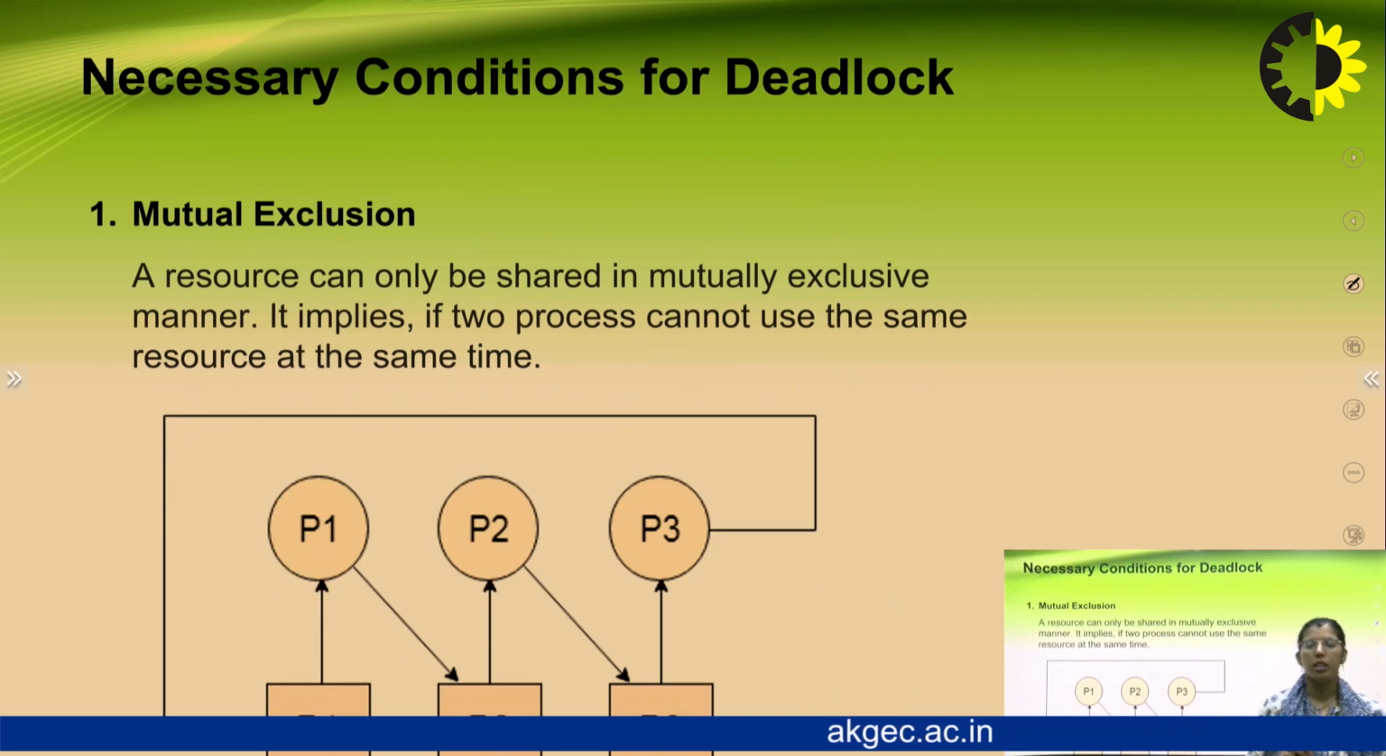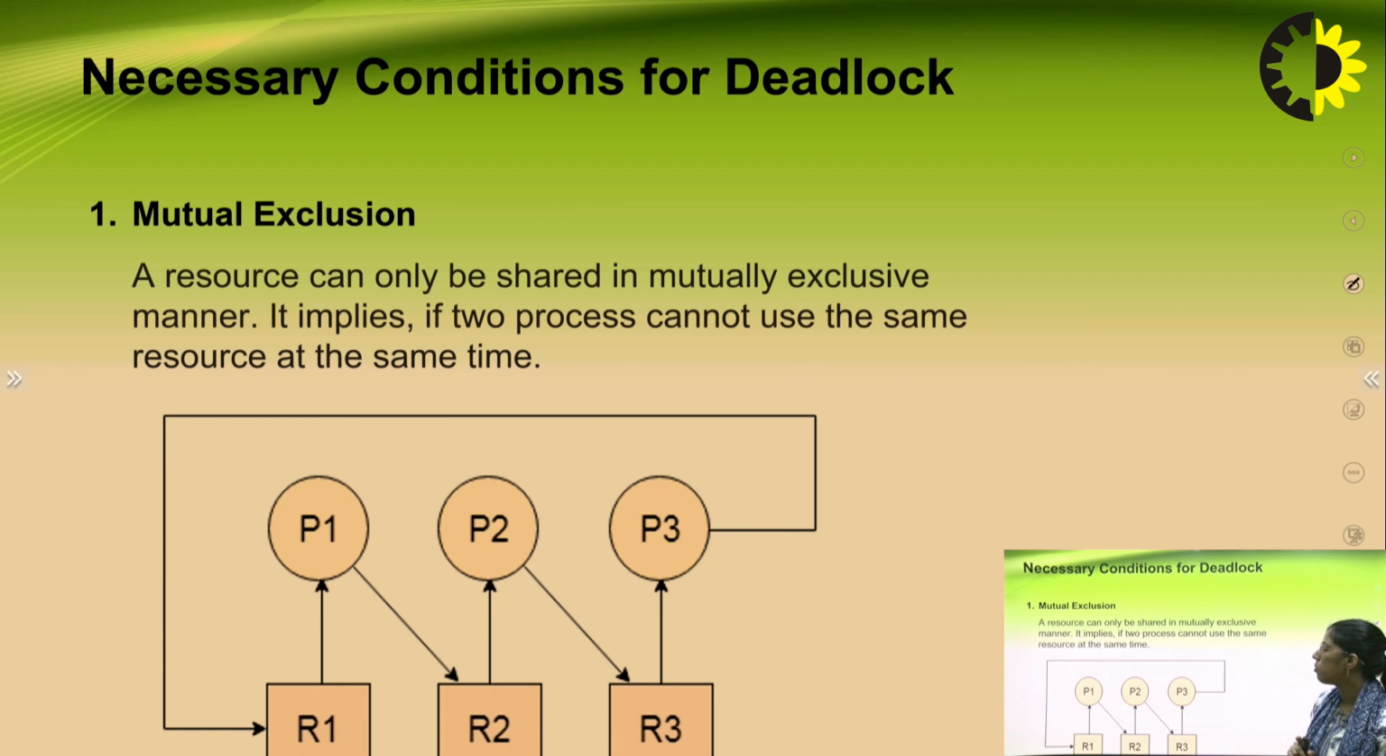So there are basically four necessary conditions for deadlock, and each of the conditions must be happening at the same time, simultaneously. So the first condition is mutual exclusion. A resource can only be shared in a mutually exclusive manner. It implies that two processes cannot use the same resource at the same time.